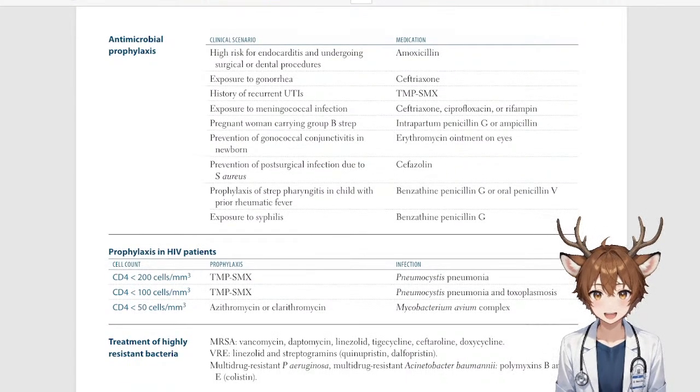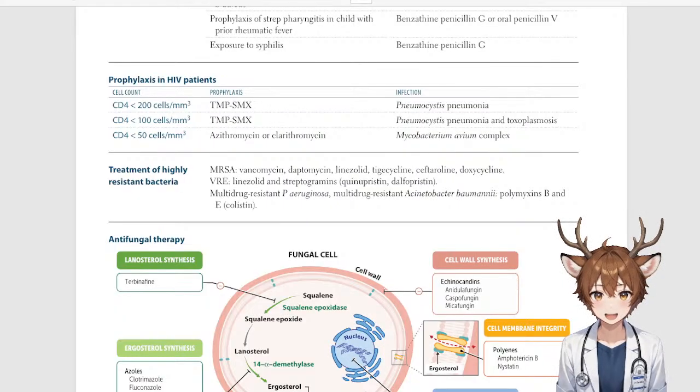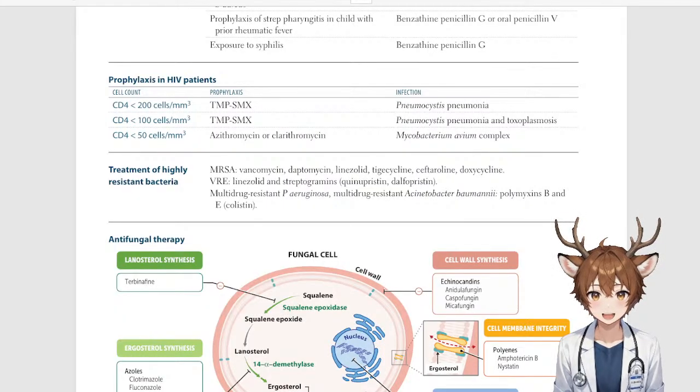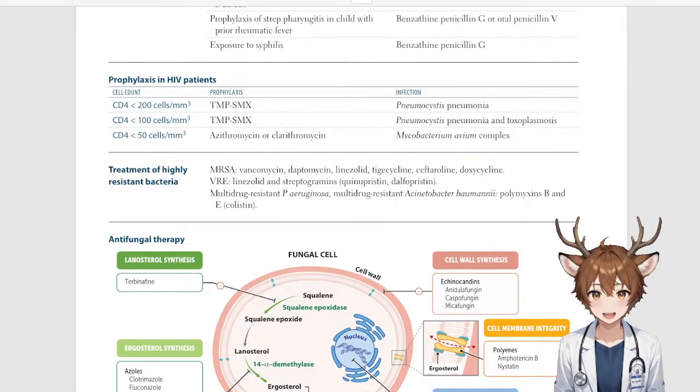What about prophylaxis in HIV patients? What do we do about this? Let's say the patient has a CD4 count less than 200. So basically they have AIDS. They just got AIDS, okay? They're below a CD4 count of 200. What do we give them? Bactrim. The infection they can get is Pneumocystis pneumonia.